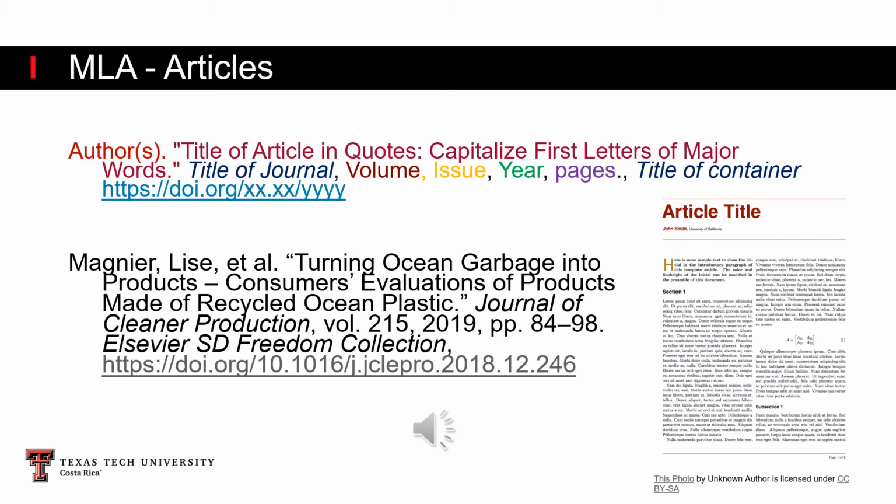Then we have the DOI or URL of the source. A DOI stands for a Digital Object Identifier and serves as a direct link to the article on any browser. If a DOI is not provided or you can't find one, use the URL instead. Provide the date of access also if you'd like.